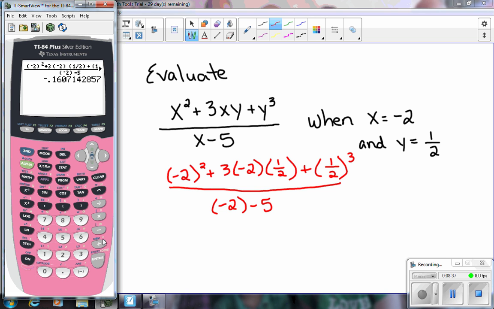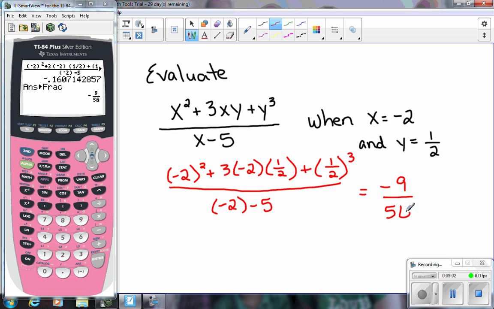And there's my answer. Now you could try and see what happens if you hit math, and notice the very first thing changes it to a fraction, and we get an answer in fraction form. So again, that was math and then the fraction key. So we have an answer, negative 9 over 56. So the calculator can be very helpful. Be careful. Make sure you know what you're typing in, because you have to be knowledgeable of the math that you're doing, and you need to be able to tell whether or not your answer is reasonable.